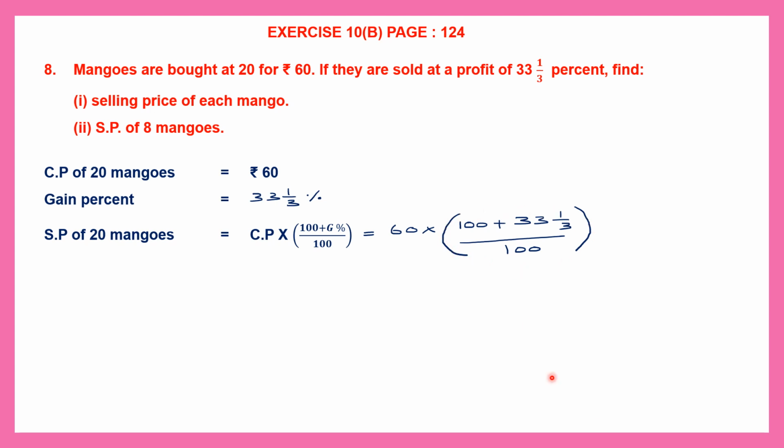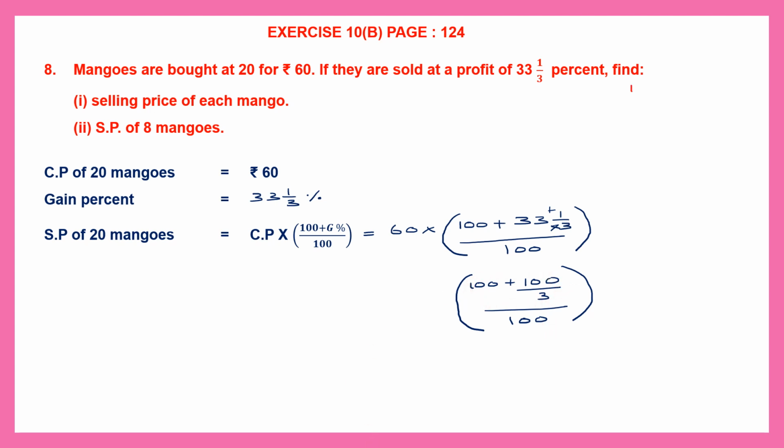Let's work this out. So this will be 100 plus 33 1/3. When you multiply 33 into 3 is 99, plus 1 is 100. So that is 100 by 3, the whole thing divided by 100. Now here we have to find the answer to this part, 100 plus 100 by 3, first. Once you get the answer, divide that by 100. So let's work this out separately.